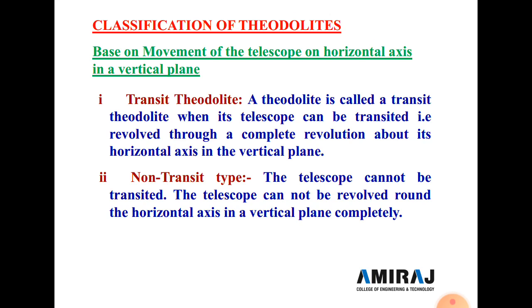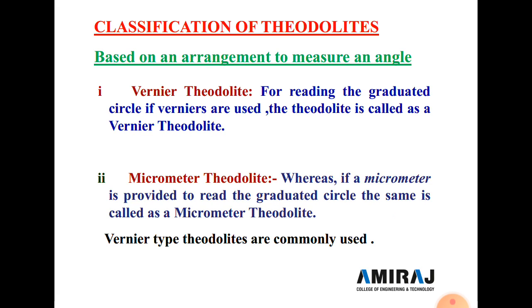Means here the theodolite telescope is rotated 360 degrees. So it's a transit theodolite and non-transit type theodolite. In the non-transit type, the telescope cannot be transited. The telescope cannot be revolved around the horizontal axis in a vertical plane completely. So it's a non-transit type theodolite.